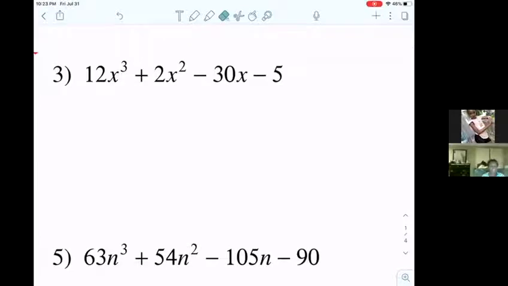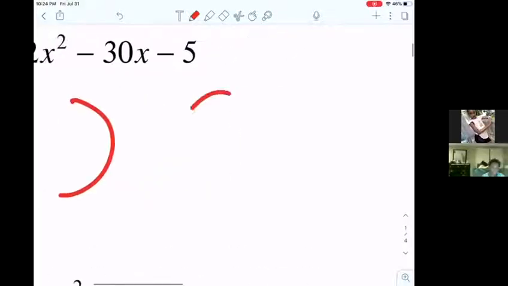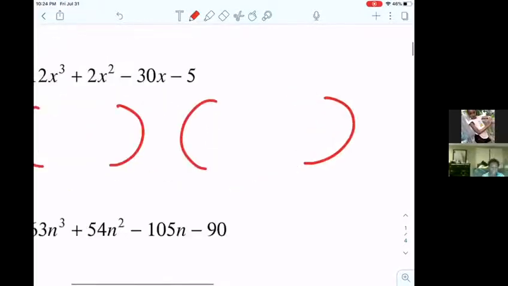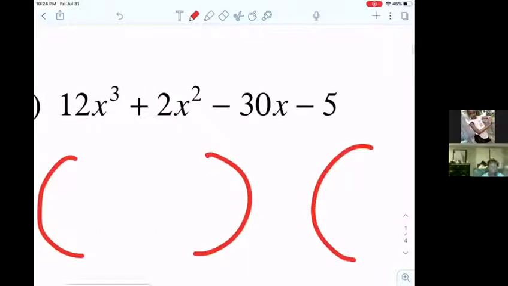So this is the second expression I've got for you guys. It's like the other one, the same. The name of this expression is also called polynomial of degree 3, and the term is also 4. So we can go ahead and get our parentheses out. Now that the parentheses are out, we can look at the greatest common factor for all of them.